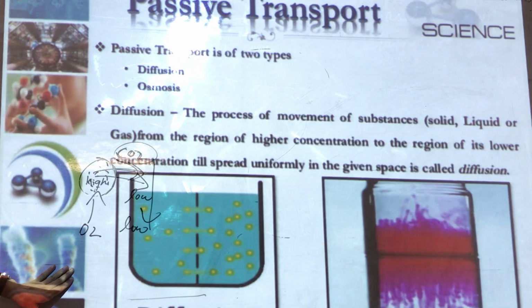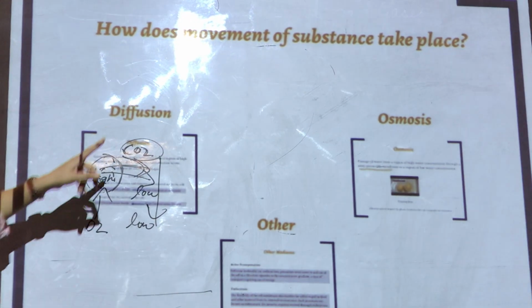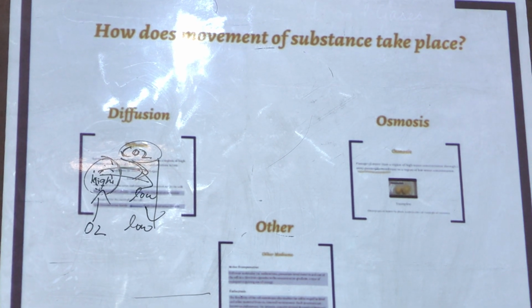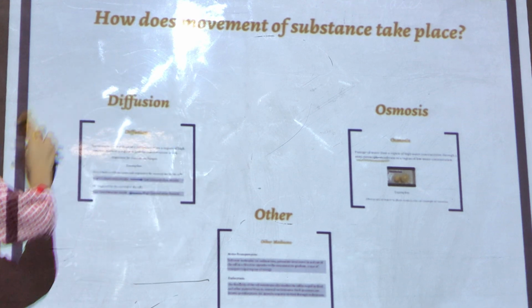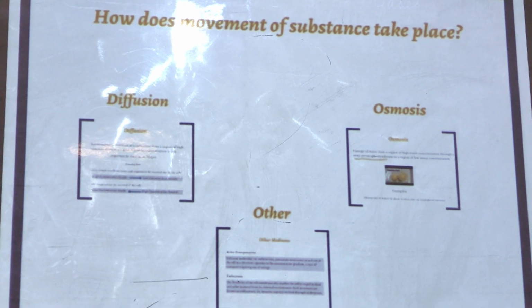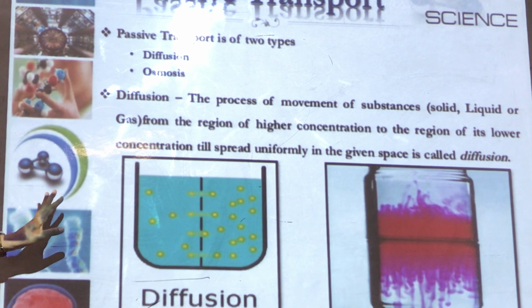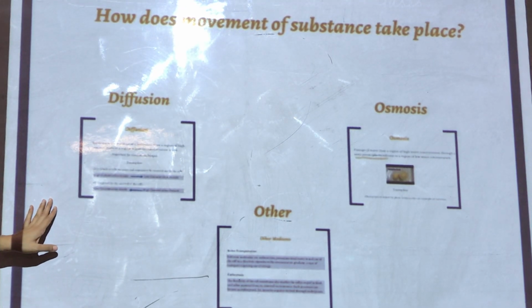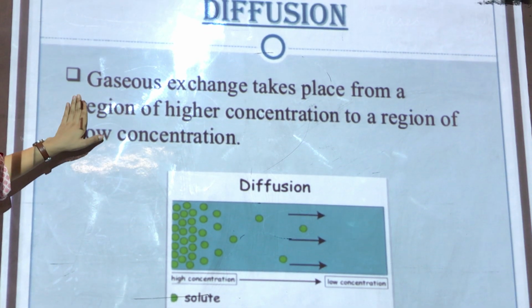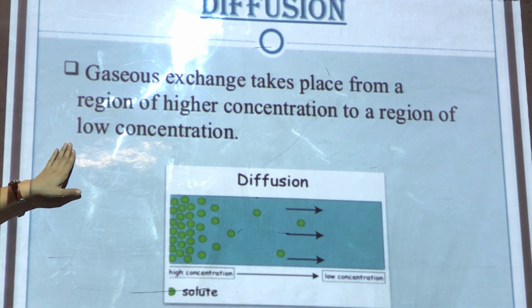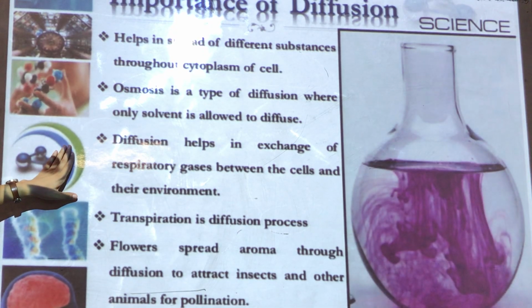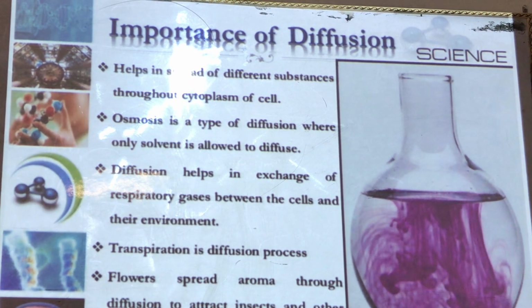Now we will understand the osmosis process in our next class. I hope you have understood what diffusion is. Diffusion is the gaseous exchange. Diffusion is the process by which gaseous exchange takes place from a region of higher concentration to a region of low concentration, that is known as diffusion.